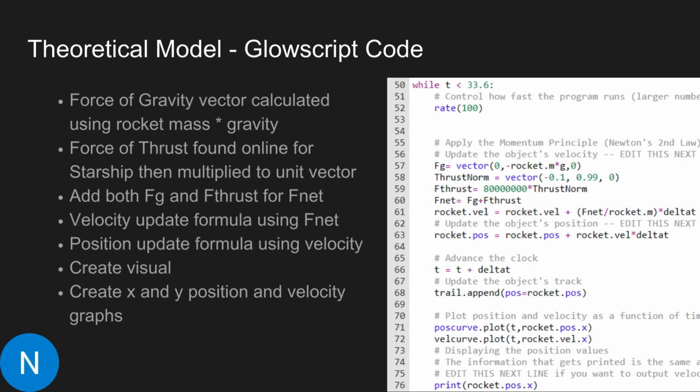For the rest of the GlowScript code, we use the force of gravity, which is just the rocket mass times gravity. The force of thrust was found online for Starship, and we multiplied that by the unit vector. We assume that it's 99% going up, 1% to the left. Then we add both gravity and thrust force to find net force, and use the velocity and position updates to update the positions, and then we create the visual and create the graphs.